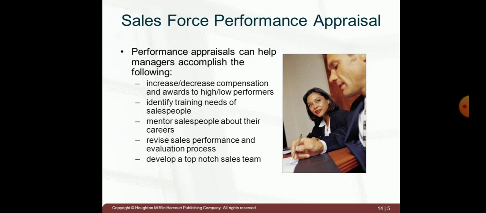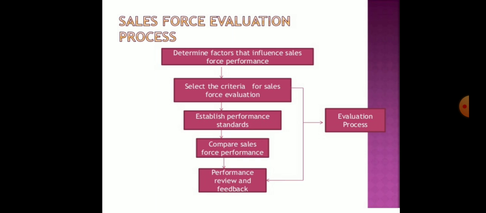The next is the revised sales performance and evaluation process. The sales performance can also be revised or checked, and certainly the evaluation process can also be there for the sales force. The company wants to evaluate the performance of each and every employee. And the last is to develop a top notch sales team. Basically the company also wants that whatever employees they have in their sales team will be perfect enough, and ready to sell any kind of product in any market and for any customers. That kind of team they basically need.